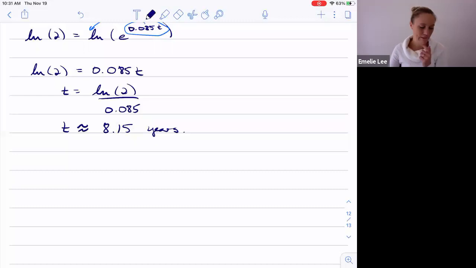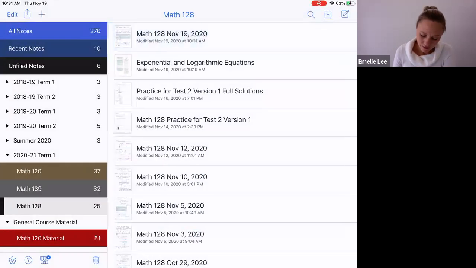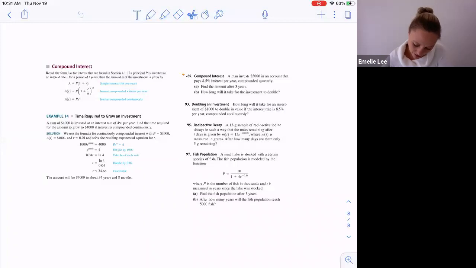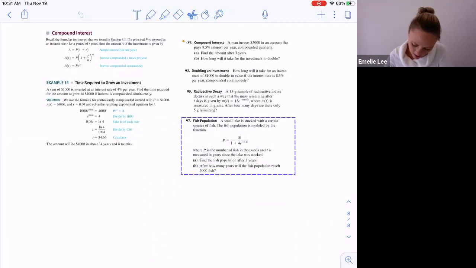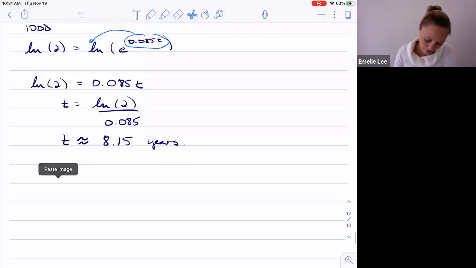Okay. The last problem I want to do is this multi-part problem of the fish population.